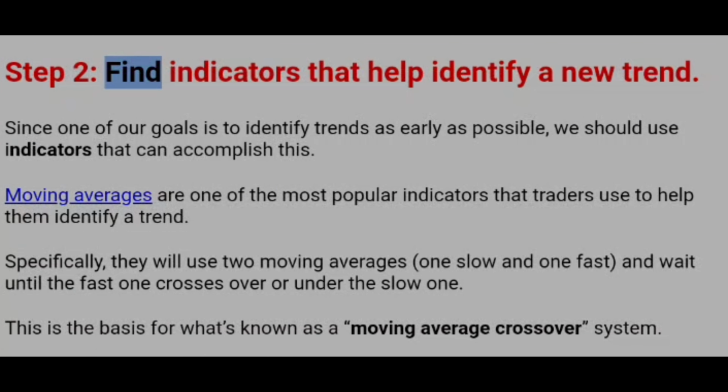Step 2. Find indicators that help identify a new trend. Since one of our goals is to identify trends as early as possible, we should use indicators that can accomplish this. Moving averages are one of the most popular indicators that traders use to help them identify a trend. Specifically, they will use 2 moving averages, one slow and one fast, and wait until the fast one crosses over or under the slow one. This is the basis for what's known as a moving average crossover system.